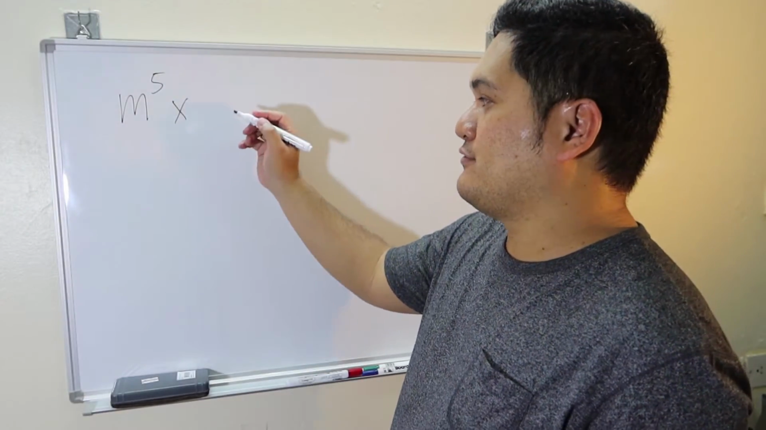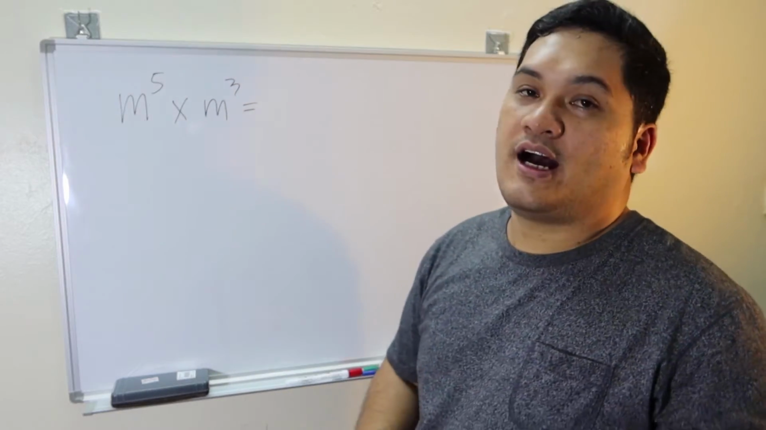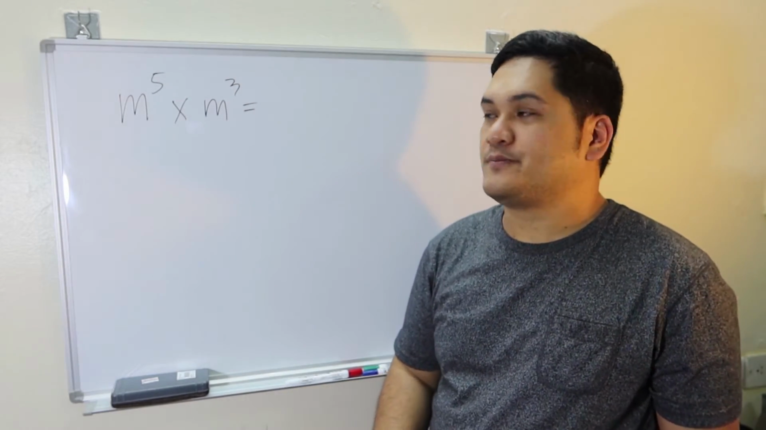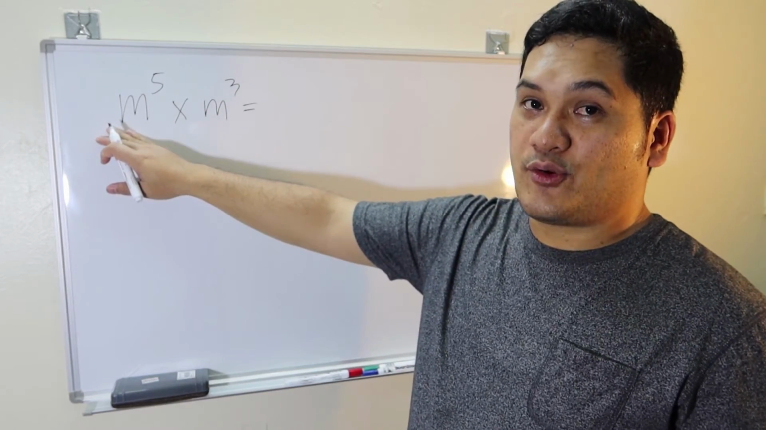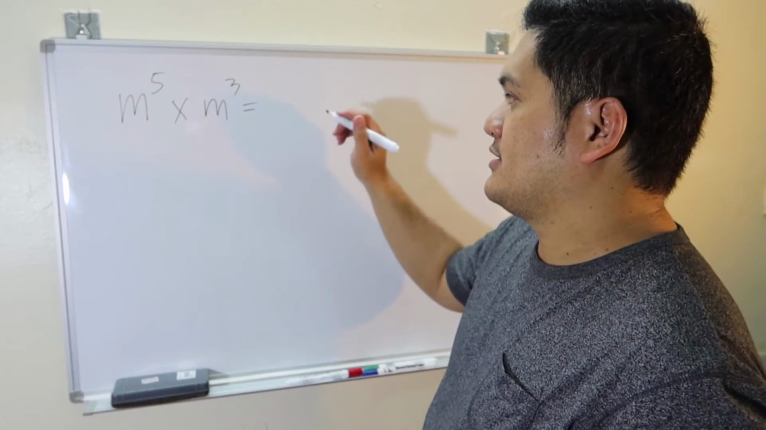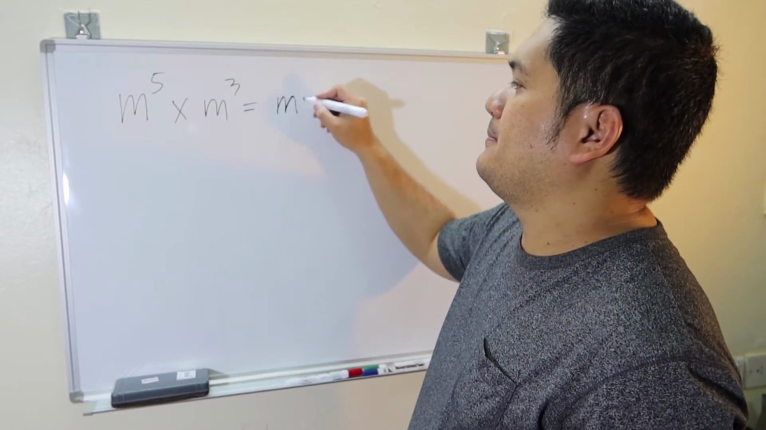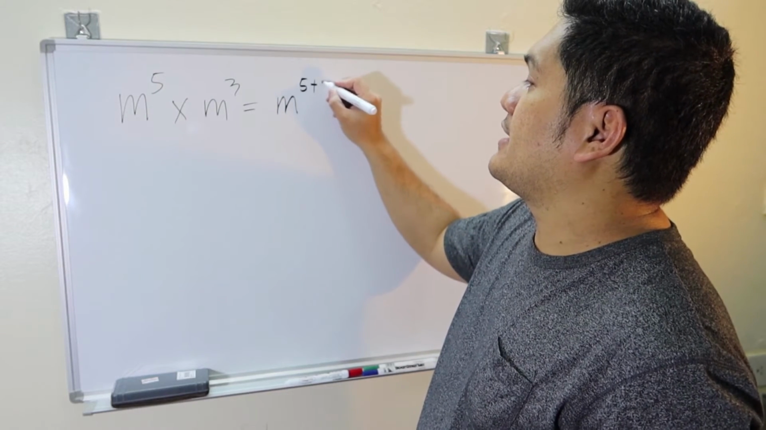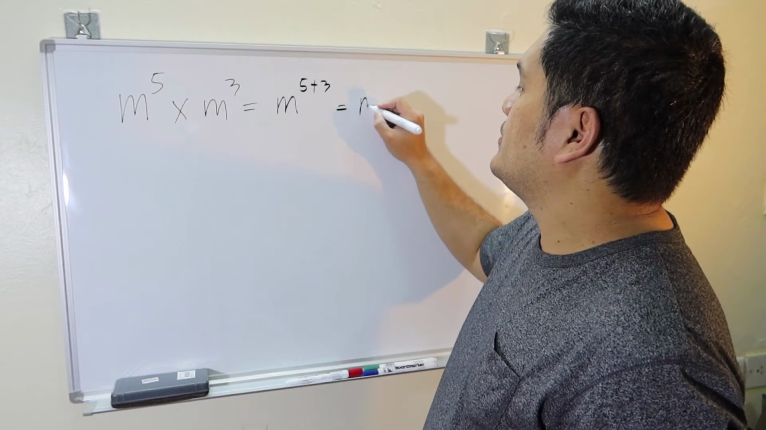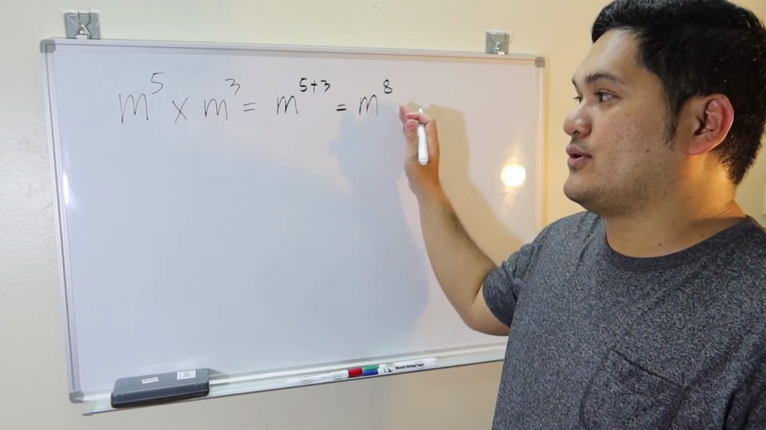m raised to 5 times m raised to 3. Ano ang magiging answer natin dito? Pareho sila ng base, correct? m. And then what we're going to do now is you just add the exponent. So your answer would be m to the power of 5 plus 3, is equal to m^8. So, bakit siya ganito?